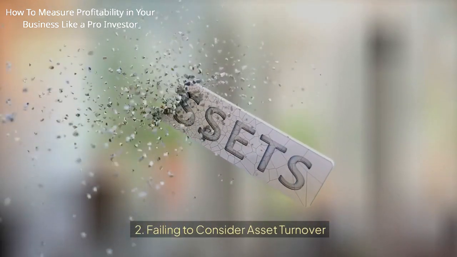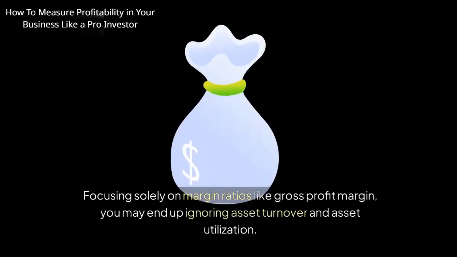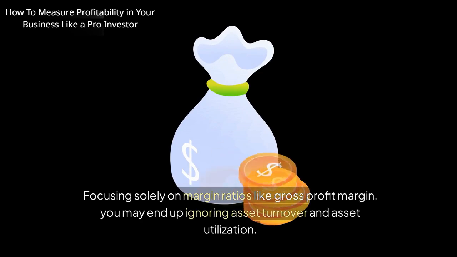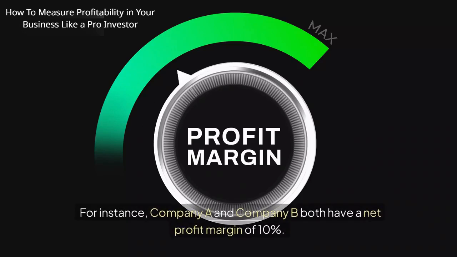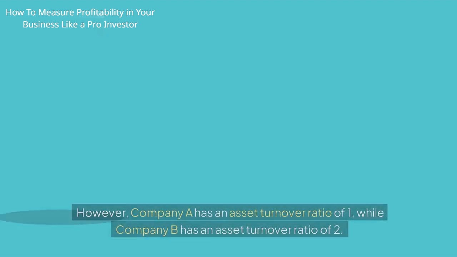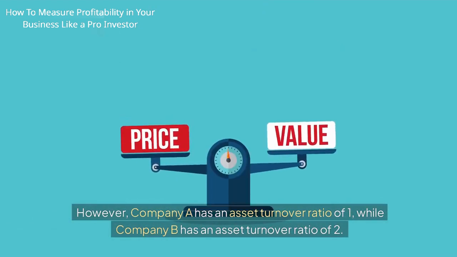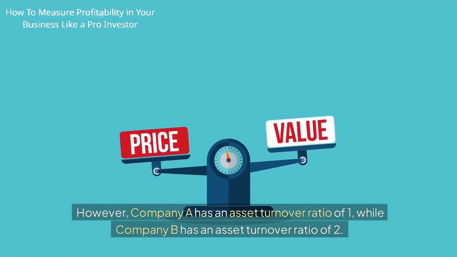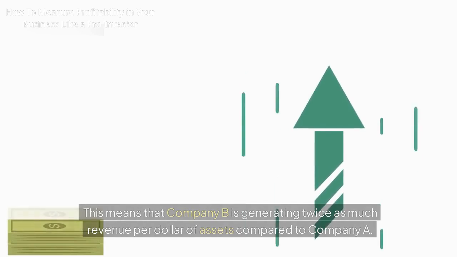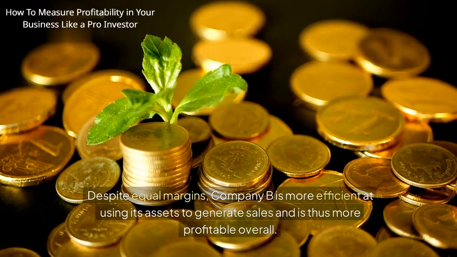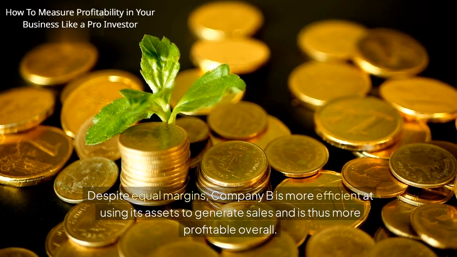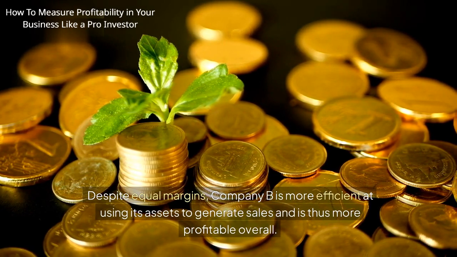2. Failing to consider asset turnover. Focusing solely on margin ratios like gross profit margin, you may end up ignoring asset turnover and asset utilization. For instance, Company A and Company B both have a net profit margin of 10%. However, Company A has an asset turnover ratio of 1, while Company B has an asset turnover ratio of 2. This means that Company B is generating twice as much revenue per dollar of assets compared to Company A despite equal margins. Company B is more efficient at using its assets to generate sales and is thus more profitable overall.